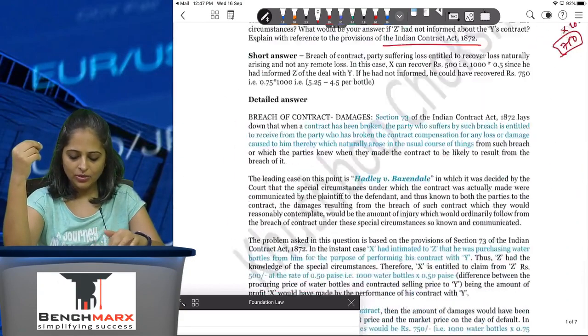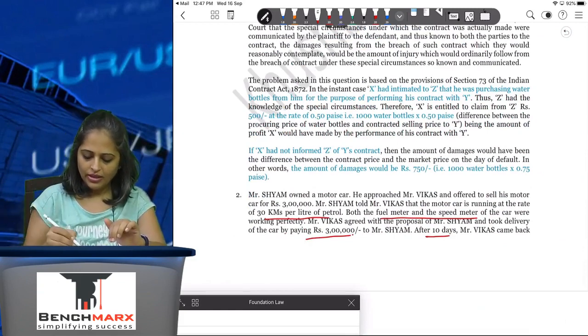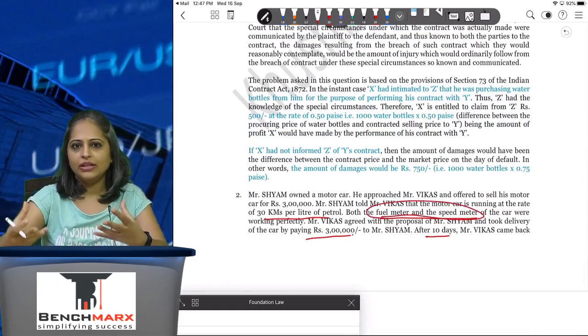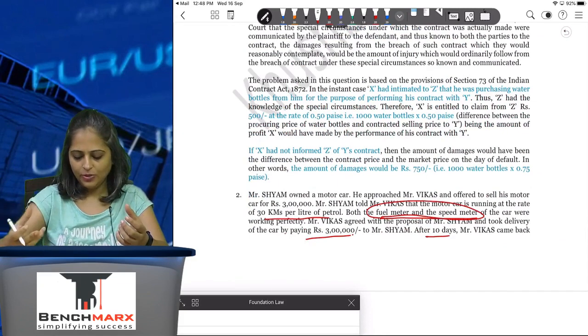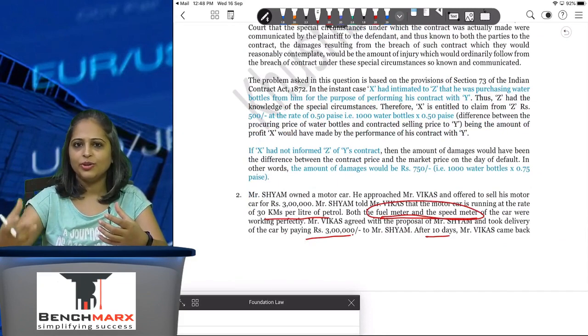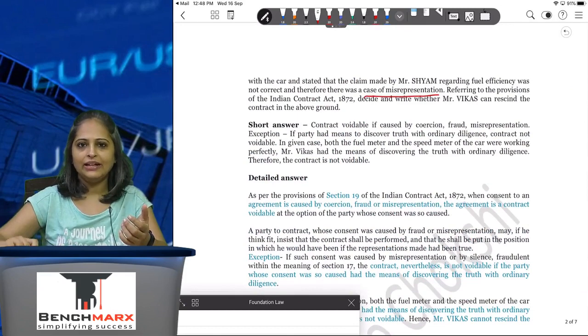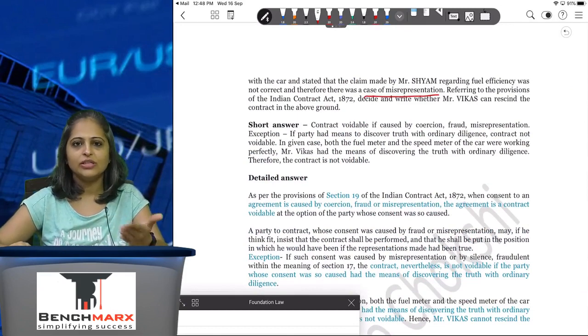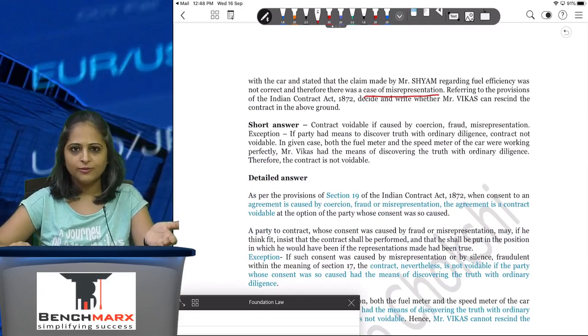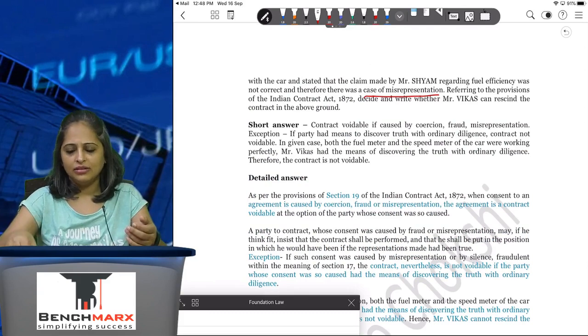The reason being that Mr. Vikas had an opportunity to inspect the goods by himself. When he said the fuel meter and the speed meter, all of those, he had the opportunity to inspect the goods, and hence if he had done reasonable due diligence, then he would not have come back saying that the car is not working. So in this case, because he had an opportunity to do reasonable due diligence, which he has not done, and took the car based on the statement made by the owner of the car, Mr. Sham, because he has not done the due diligence, he can now not treat the contract as voidable.